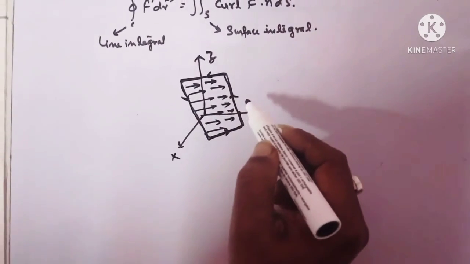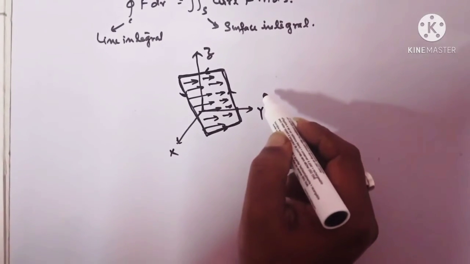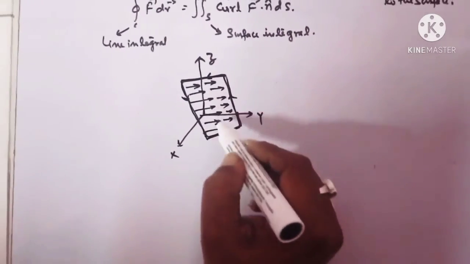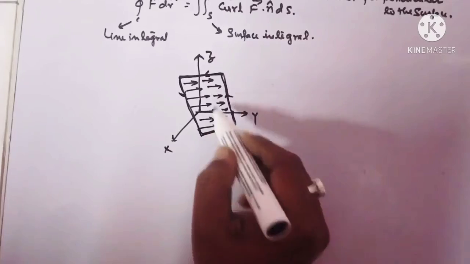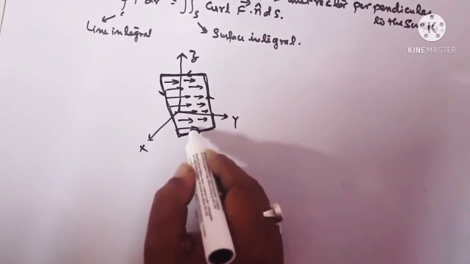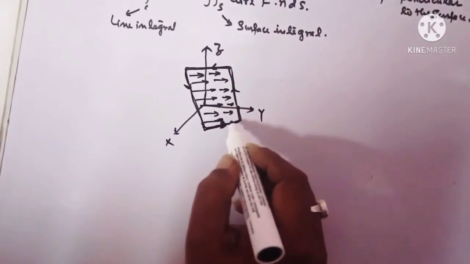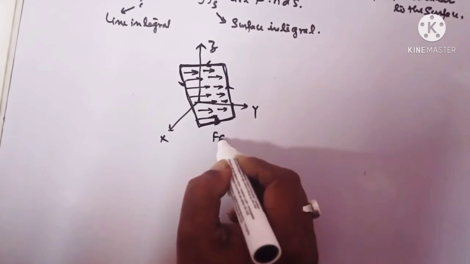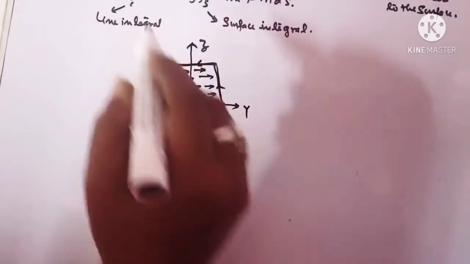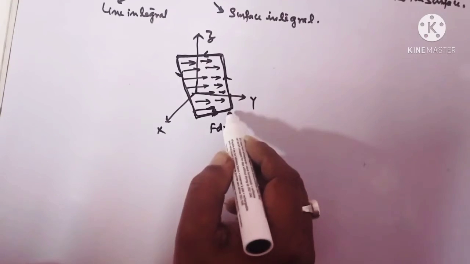So if we divide this into two parts, since your dr and this f vector are parallel, here it will be f dot dr equals f dr, because cos theta is 0.